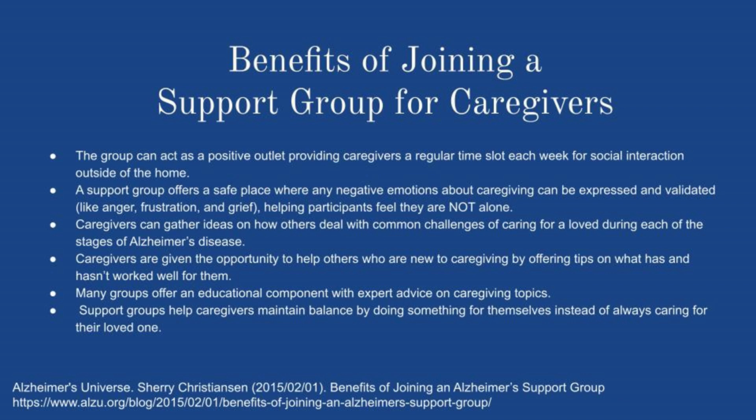Caregivers can gather ideas on how others deal with common challenges of caring for a loved one during each of the stages of Alzheimer's disease. Caregivers are given the opportunity to help others who are new to caregiving by offering tips on what has and hasn't worked well for them. Many groups offer an educational component with expert advice on caregiving topics. Support groups help caregivers maintain balance by doing something for themselves instead of always caring for their loved one.